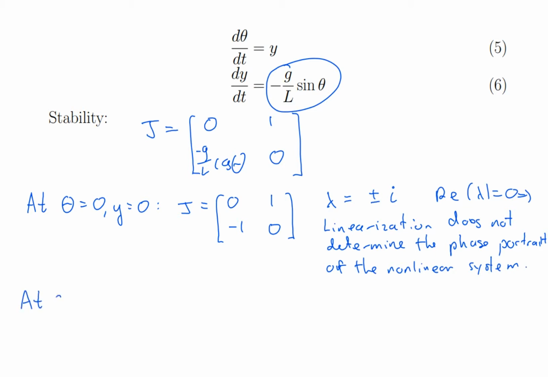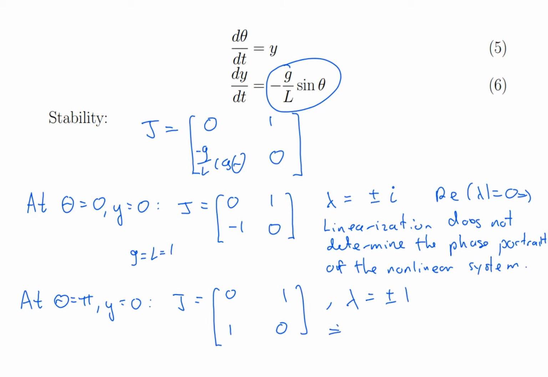Now we'll do the vertical up position. Theta equals pi, y equals 0. There the Jacobian is equal to 0, 1... I see I forgot the g over L. Let's just take g equals L equals 1 for the purposes of illustration. Then I get 0, 1, 1, 0. Now lambda is equal to plus or minus 1. There's one positive and one negative eigenvalue. That means the vertical up position is an unstable saddle.